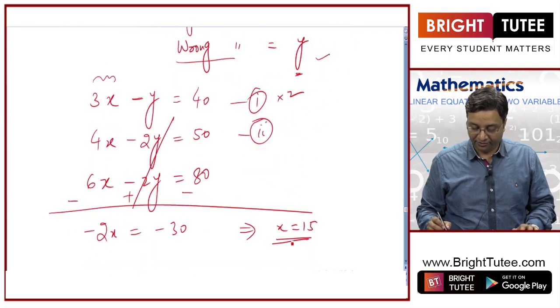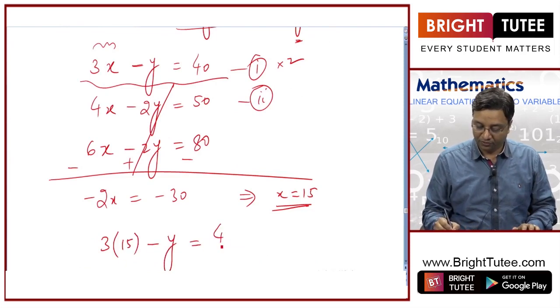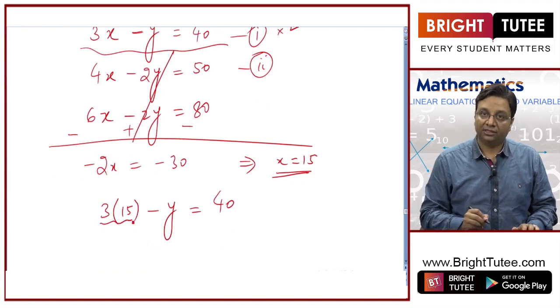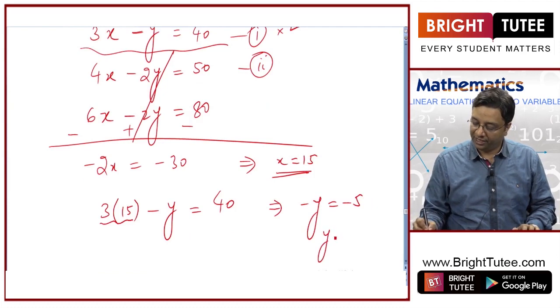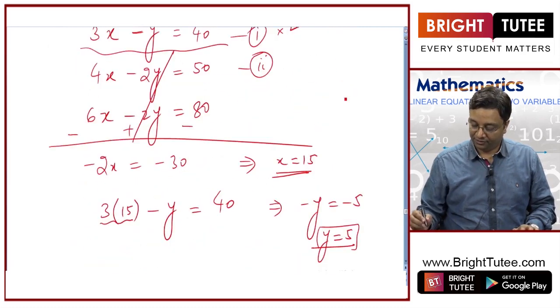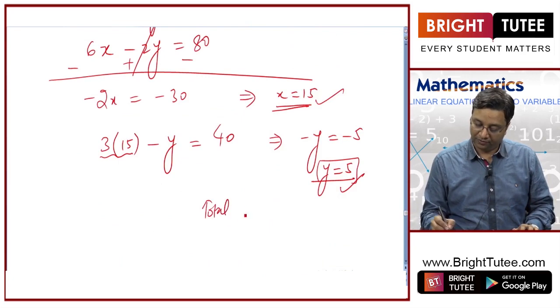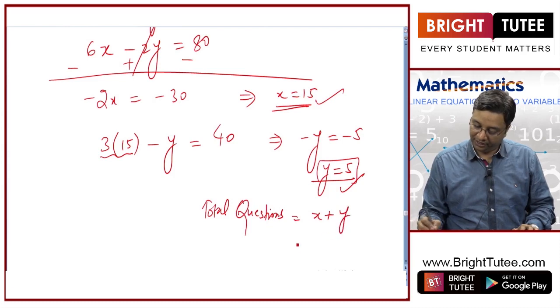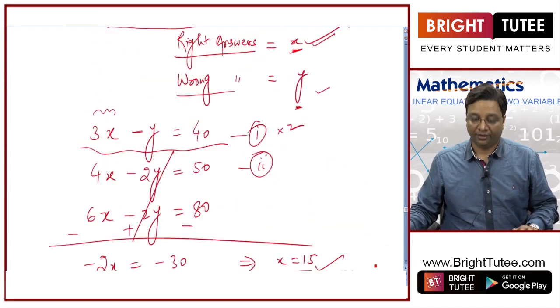If x is 15, what will be y? I will put it here in equation 1. So 3 into 15 minus y is equal to 40. How much is this? This is 45. So minus y is equal to minus 5, hence y is equal to 5. So right answers 15, wrong answers 5. So that means total number of questions is x plus y, that is 15 plus 5, 20. Okay.